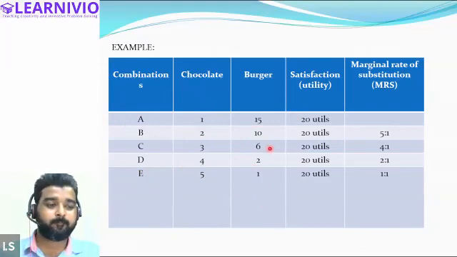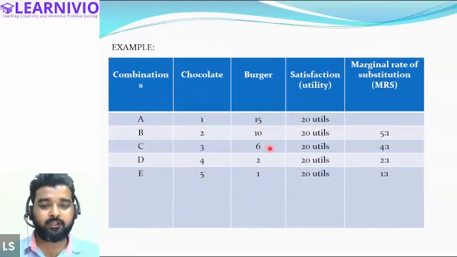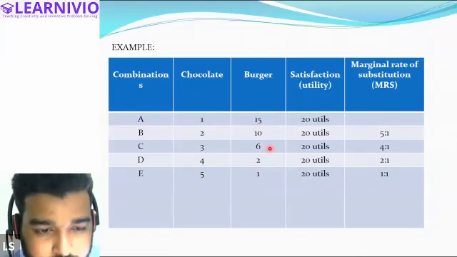All right, Mazen. Yes, sir. You will have to ensure that whenever we make a combination, there must be at least 1 unit of both the commodities.